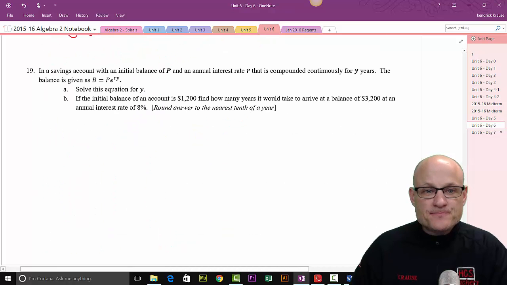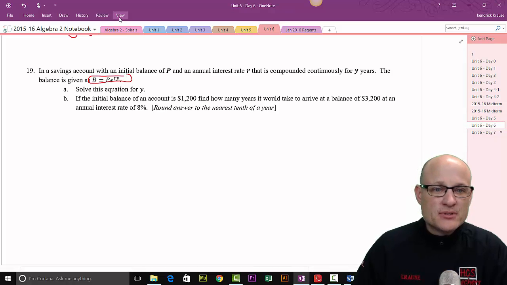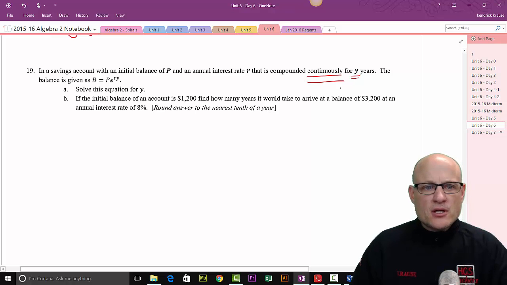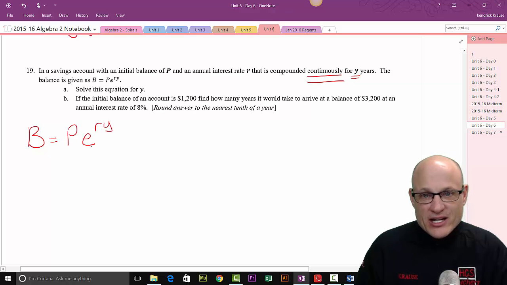And last but not least, savings account. Oh, now we're going to do compounded continuously. All right, so compounded continuously. There it is right there. Compounded continuously for y years. Solve this equation for y. So what I have is B equals P e to the r y. Now remember, this is not a letter or variable e. It is the base e, 2.718 or whatever it is exactly.